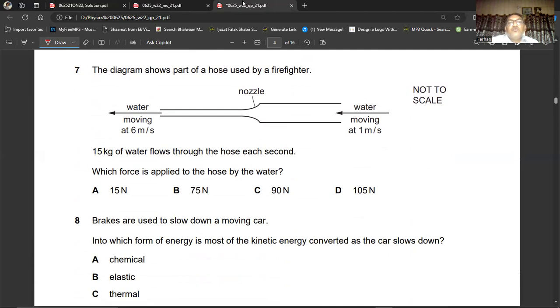Okay, so the next question is question number 7. The diagram shows part of a hose used by a firefighter. Hose means the pipe. So the water which is here, its speed is 1 meter per second. The water which is here, its speed is 6 meter per second. 15 kg of water flows through the hose each second. Which force is applied to the hose by the water?